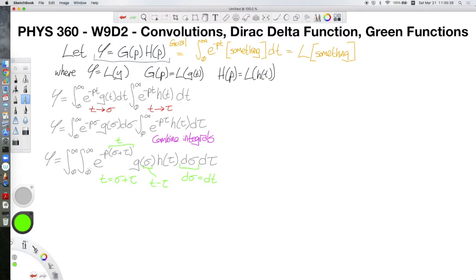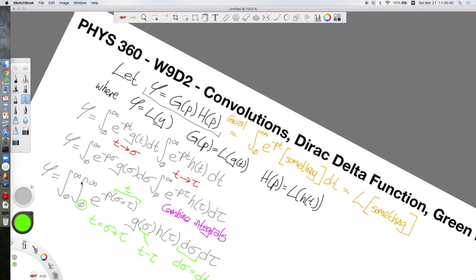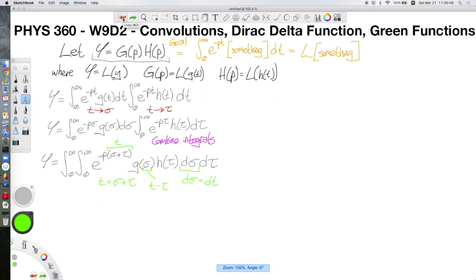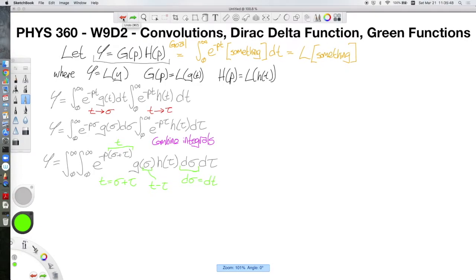And then the last thing we need to change is our bounds. This lower bound of this integral here is when sigma equals 0. And sigma equals 0 when t equals tau.